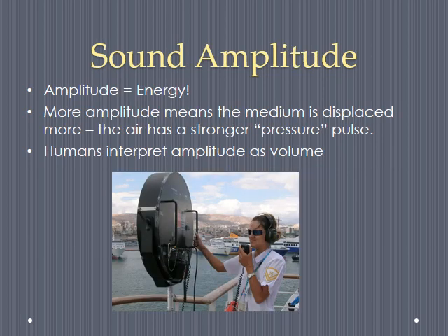The second wave variable that our ears can detect is the amplitude. And as I mentioned, the amplitude is a reflection of the energy of the wave. So if you receive a sound wave with more amplitude, that means that it's like a stronger, bigger pressure pulse. And our brain is going to interpret that as a louder sound. So low amplitude sound, high amplitude sound.